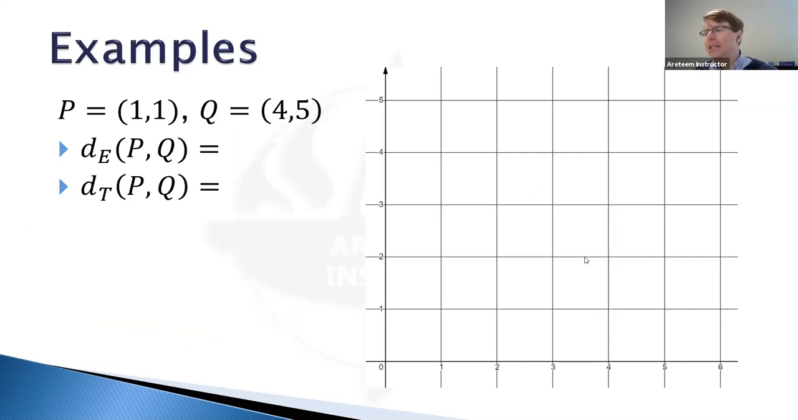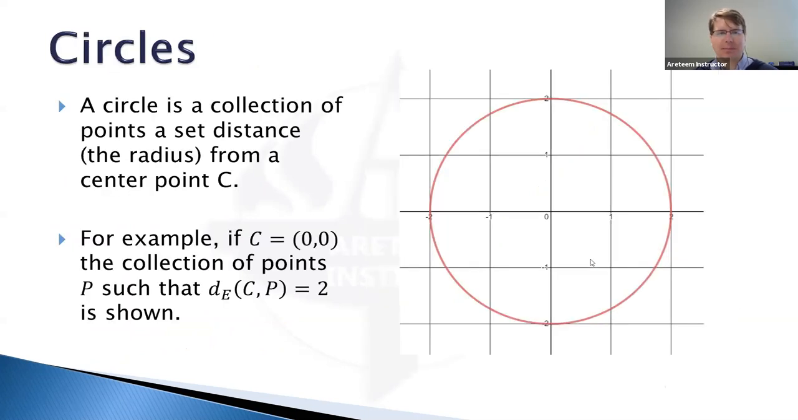So we're going to look a little bit in the next couple minutes at circles and things like that. The definition of a circle, of course, is the collection of points a set distance, the radius, from a center point C. We know what the equation of a circle looks like, but I want us to get comfortable with the idea of a circle definition using distance here. So if C is 0, 0, and we're thinking about this circle with the usual equation, of course we have x squared plus y squared equals 2 squared. That is our algebraic expression here.